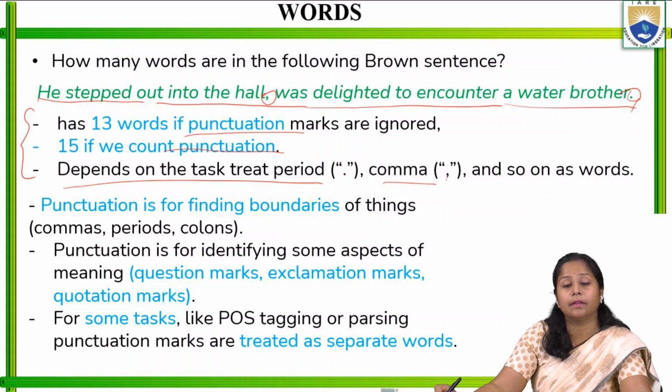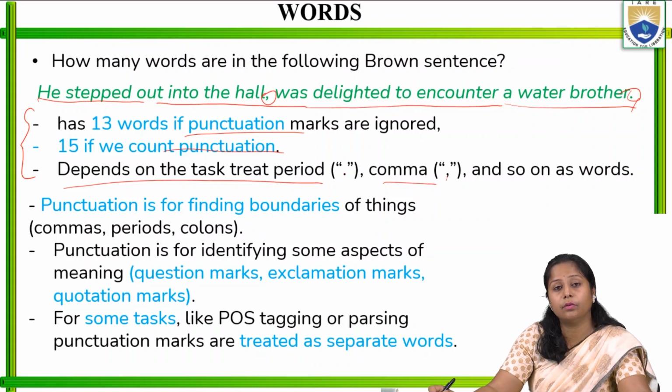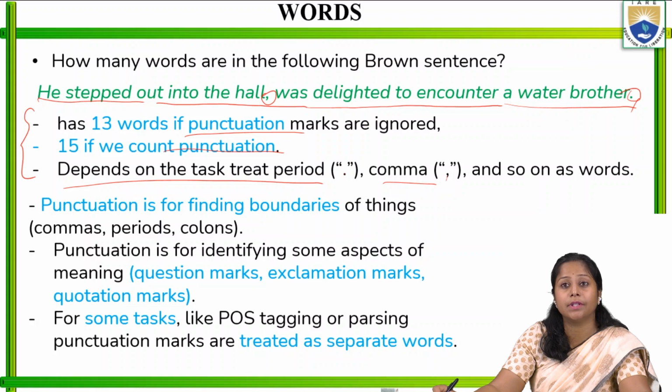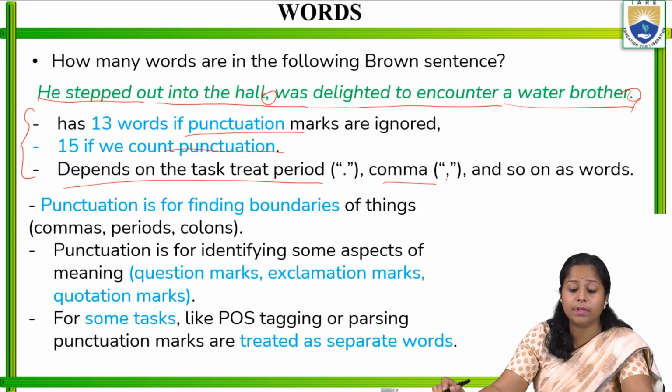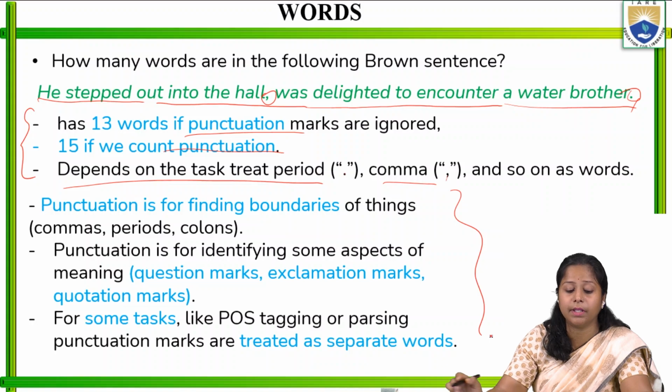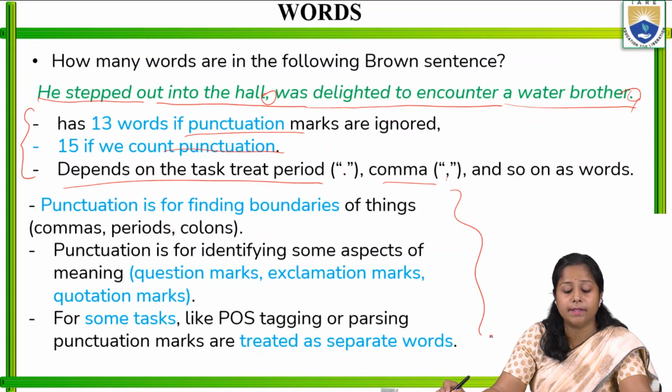So if we need to do some other processing, we need to consider those. If we do not need some other type of processing, we don't need to. Likewise, it depends on our task. Punctuation is for finding boundaries of things, that is commas, periods and colons. These three types of punctuation give us the boundaries.